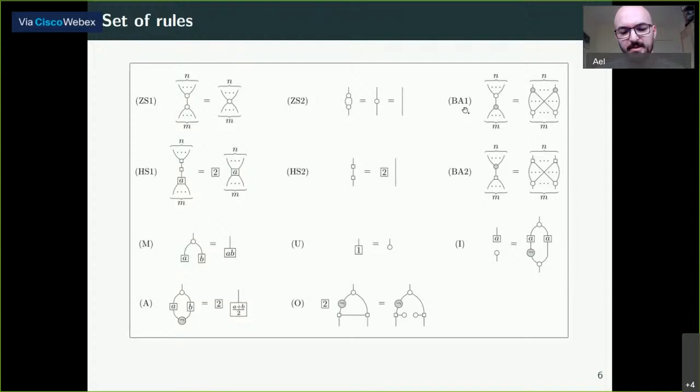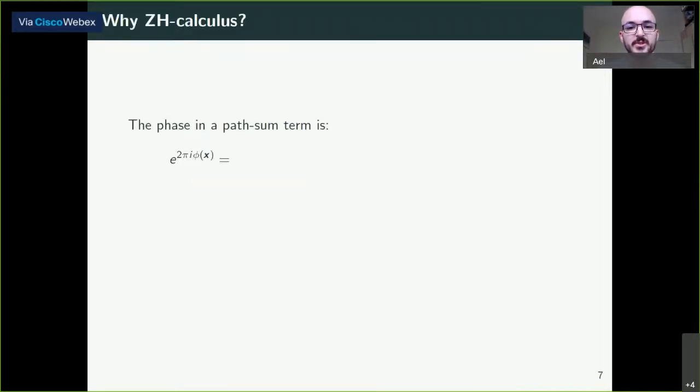The ZX algebra and also a ZH algebra, and some other rules that are not really important for my talk. And now what we're going to do is to translate path sum expressions into ZH diagrams, and also the other way around. The question you could ask right now is why was ZH calculus chosen?